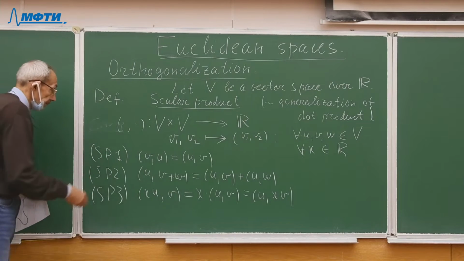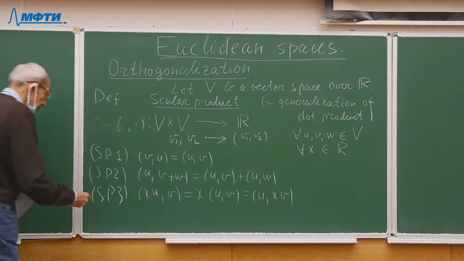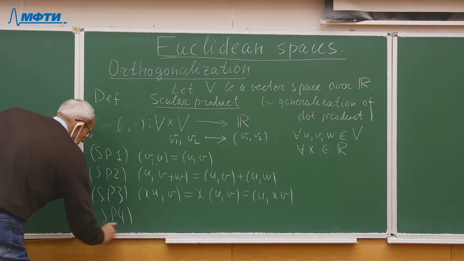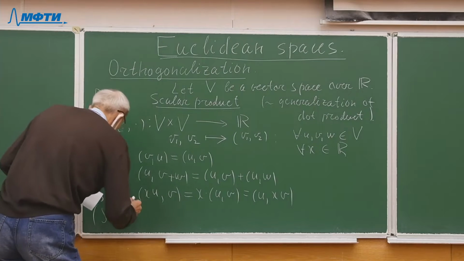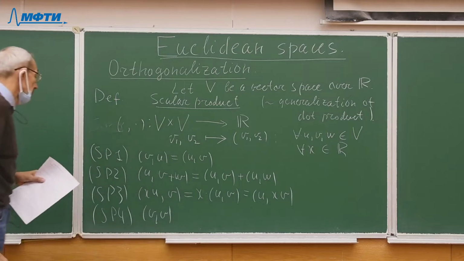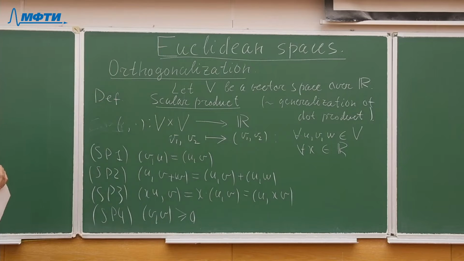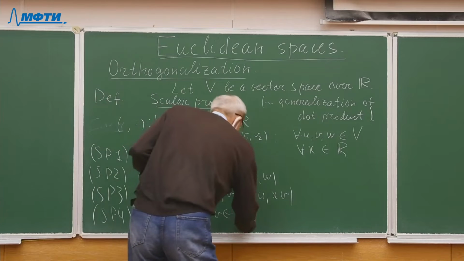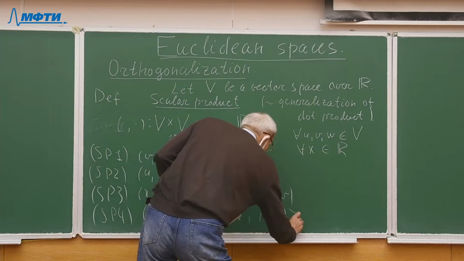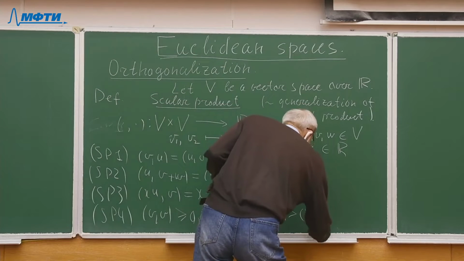These three conditions define a scalar product, but we have a complementary condition, the so-called positivity condition, namely the scalar square of any vector v from V is greater than or equal to 0, and the scalar square of v is strictly greater than 0 if v is not equal to 0.